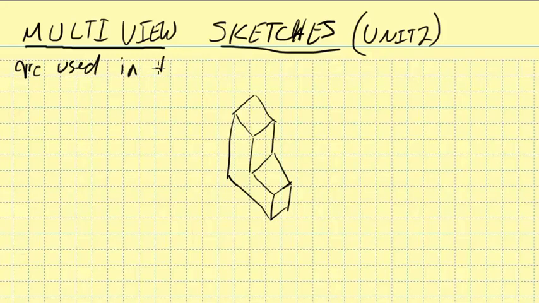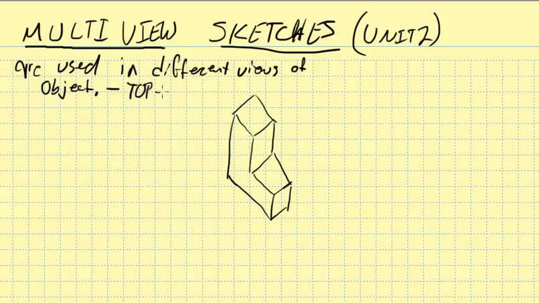So in different views of the object, actually. Okay, and what that means is that we will have a top, a front, and a side view of our object. So what does that top, front, and side look like?